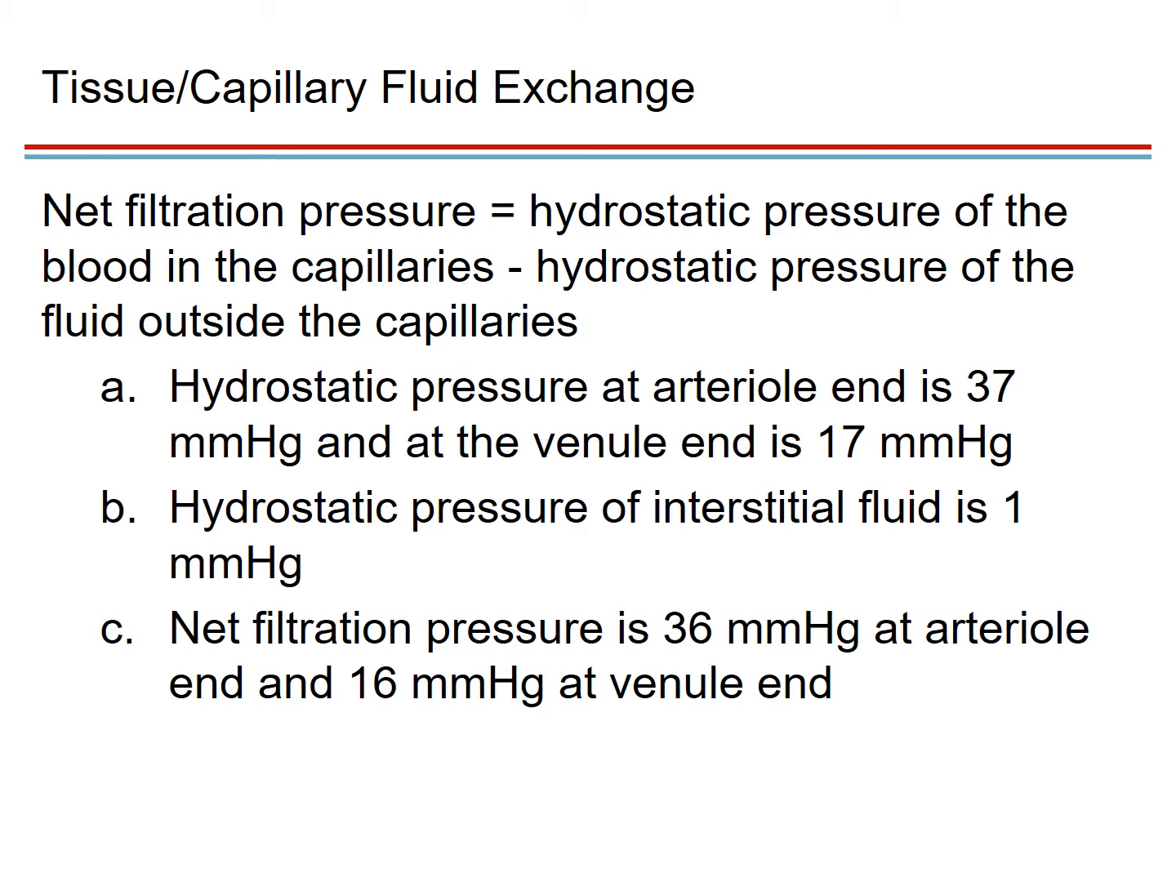and so this is what is the hydrostatic pressure. So when we look at hydrostatic pressure at the arterial end, this is about 37 millimeters of mercury compared to the venous end, which is at about 17 millimeters of mercury. The hydrostatic pressure of interstitial fluid is about 1 millimeter, and so the net filtration then is a subtraction of the two. So 37 minus 1 would be the 36 millimeters of mercury at the arterial end, and the 17 minus the 1. So we're at 16 millimeters of mercury at the venous end.